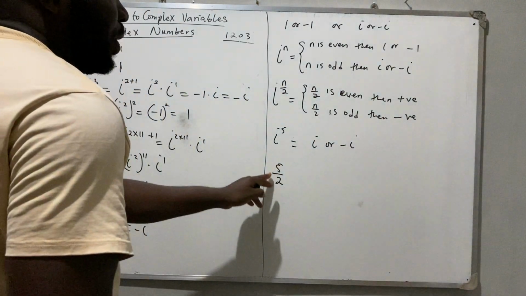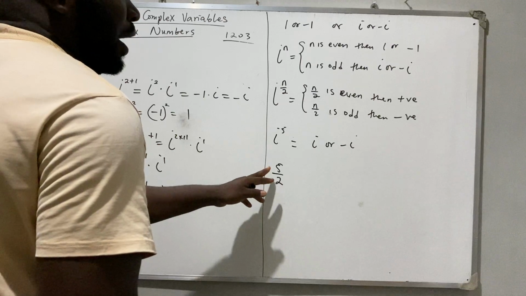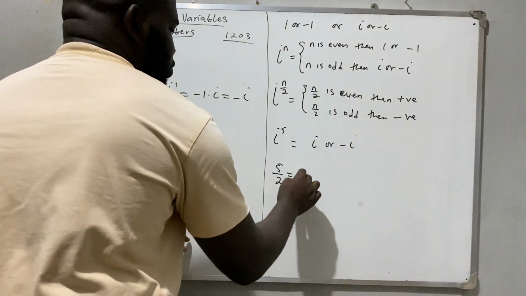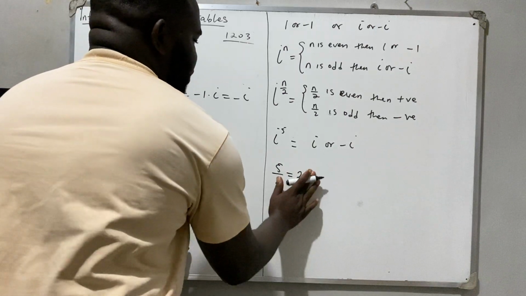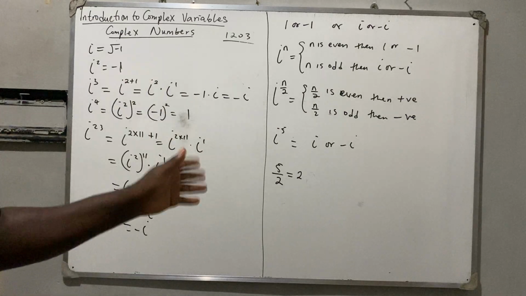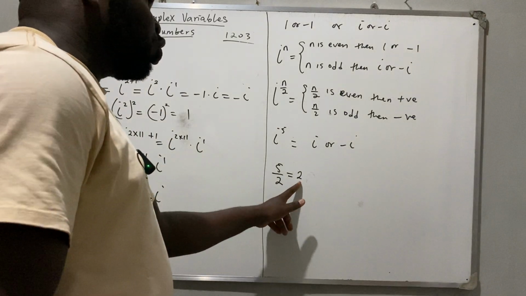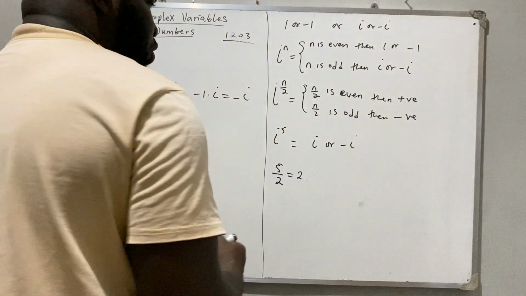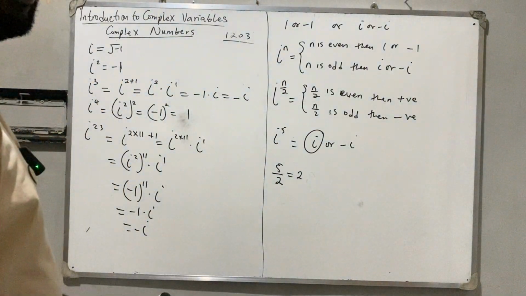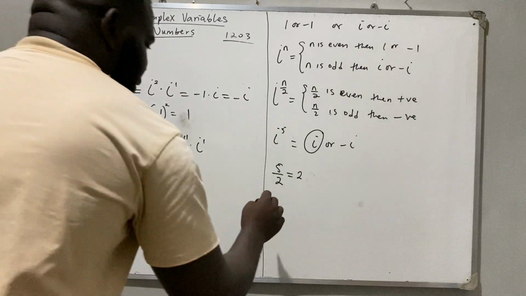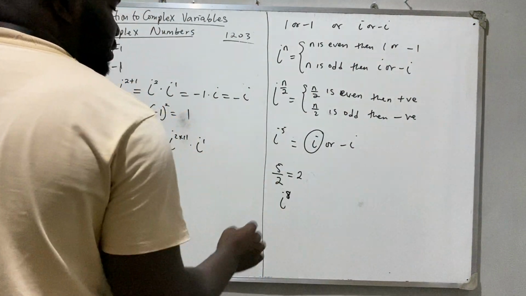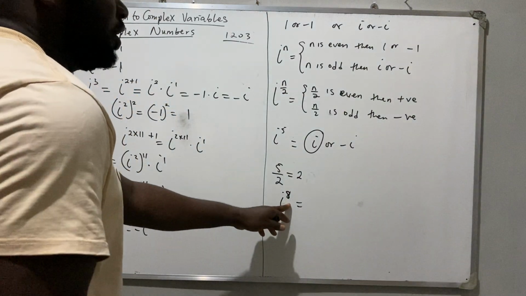Please, what we are taking must be an integer. It must be a whole number. So this divided by this will give you 2.5. We don't need the decimal part. We only need the integer part, which is the whole number. And you see that 2 is an even number. So since it's an even number, I will take the one that is positive, which is i. You understand? So if you have i raised to power maybe 8, for example, I will ask myself, is 8 even or odd?